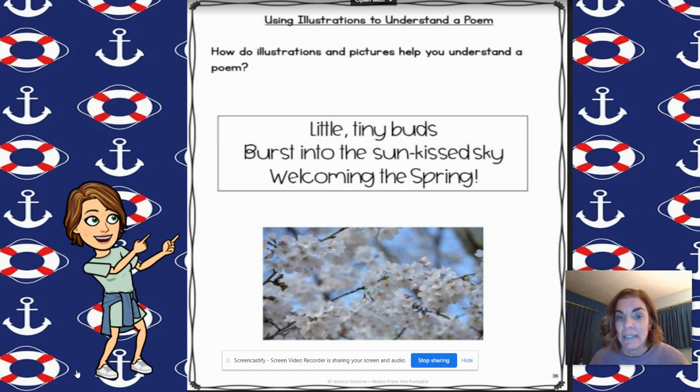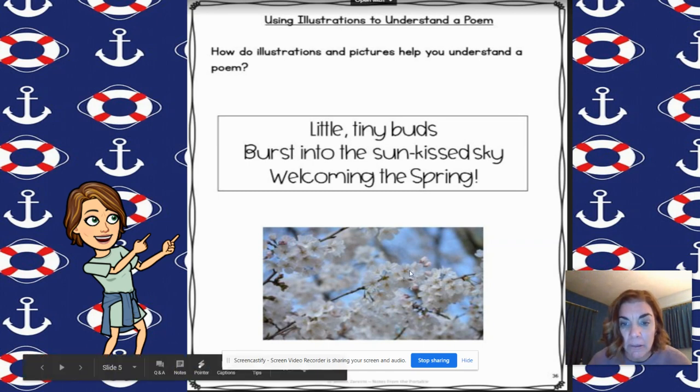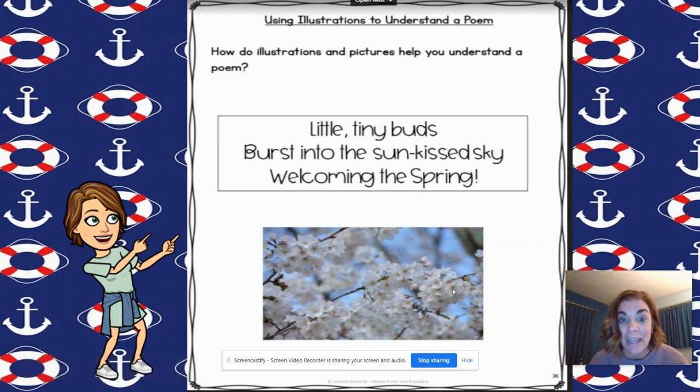Little tiny buds. So you look here, little buds, right over here, you see them? Burst into the sun-kissed sky. Here the flowers are growing. There's buds, and there they are when they burst open. And look at the sky. You can almost tell that it is sunny and it's welcoming spring.